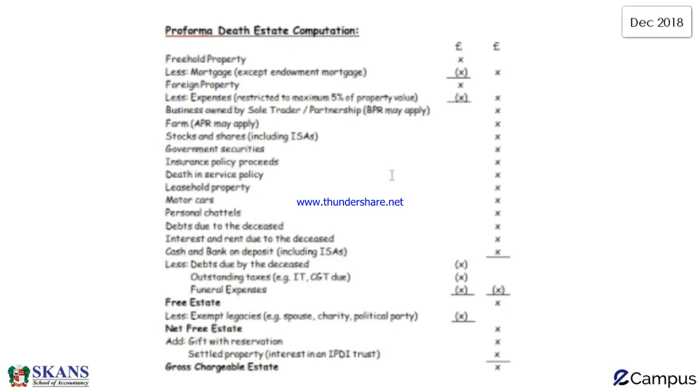Well, the pro forma says that we should list all of the assets the deceased person had owned. We should deduct all of the liabilities, and then we should deduct whatever he left for any of the exempt bodies, that is charity, political party, or his spouse or civil partner. After deducting this, we are left with net chargeable estate, in which we have to add either gift with reservation or settled property, which we may not be able to see in every question, but in some questions we do. We'll be discussing shortly what is gift with reservation and what is settled property.